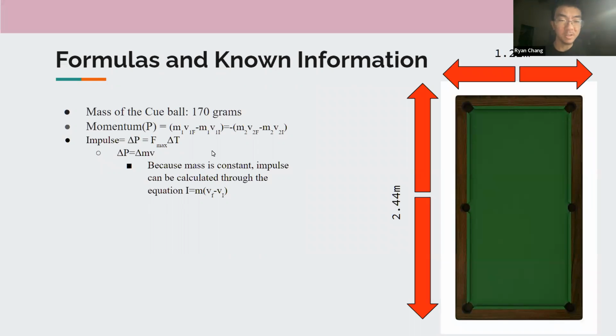So what we need to know is the mass of the cue ball, which is 170 grams, the formula for momentum, and then the impulse, which is a change in momentum, equaling the change in mass times velocity. Since mass is constant, the impulse can be calculated via mass times final velocity minus initial velocity. And then in the next slide, we'll show our demonstration.